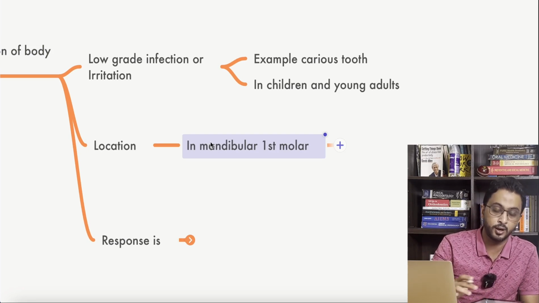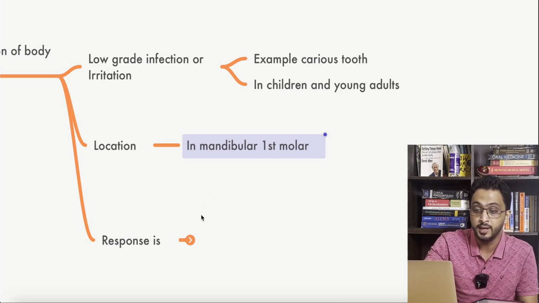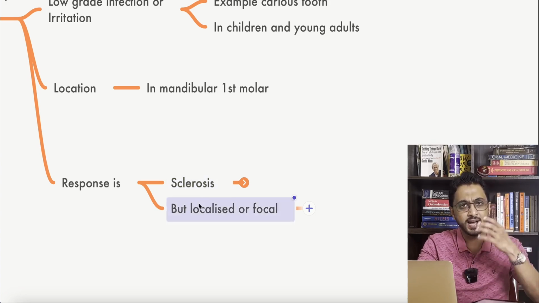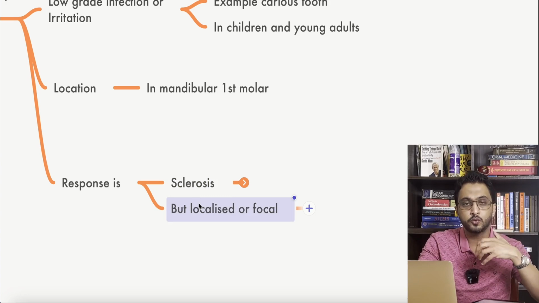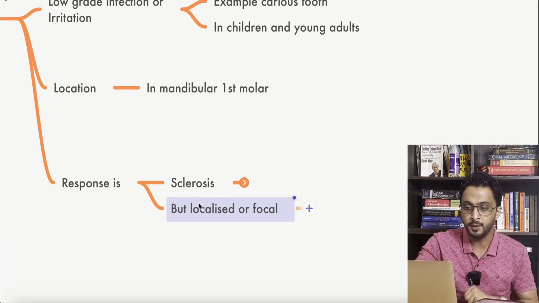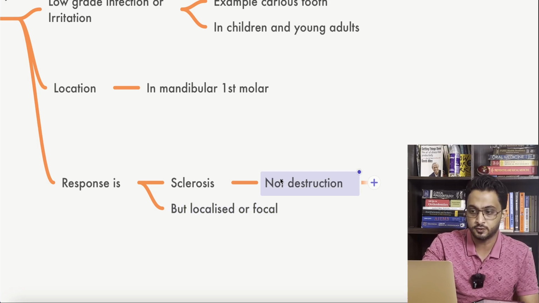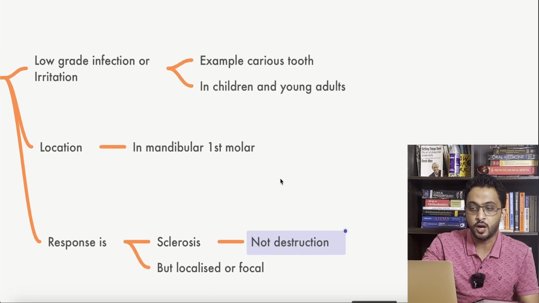Okay, this is a very important key point there, mandibular first molar. Again, the response is different here. It was pus formation and destruction. Here it is sclerosis, but it is localized to one particular area, unlike the next one which you are going to see, that is more spread out. So it's sclerosis basically and not destruction. Please understand, it's sclerosis and not destruction. So that is chronic focal sclerosis.